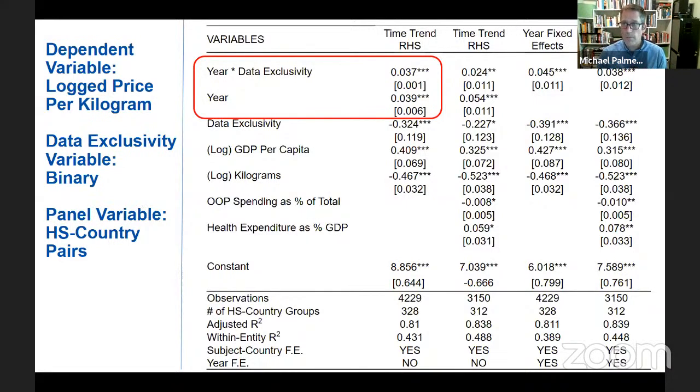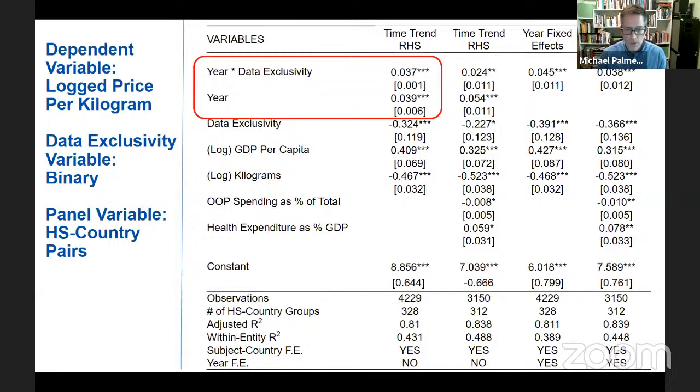To get the average yearly increase in drug prices for countries with data exclusivity, you take the sum of the first two. Basically, you add the coefficients of the two circled numbers with stars next to them. And for these countries with data exclusivity, drug import prices increased 7.6% each year. Though the difference may seem small year to year, it compounds. So over 15 years at these rates of growth, the price in a theoretical country without data exclusivity would increase 78%. The corresponding price in a theoretical country with data exclusivity would increase by 200%.